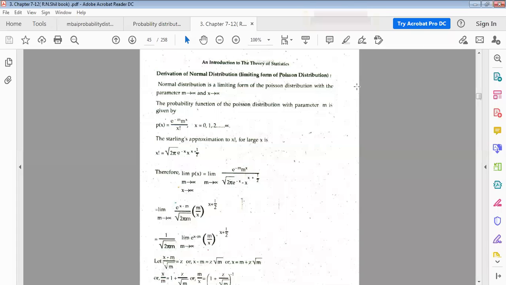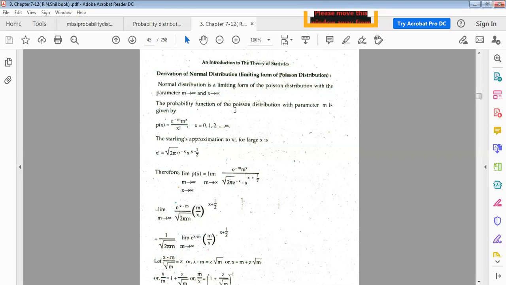Now we will try to derive the normal distribution from the limiting form of the Poisson distribution. The normal distribution is a limiting form of the Poisson distribution with the parameters m tending to infinity and x tending to infinity. Here m is the mean and x is the sample. If m tends to infinity and x tends to infinity, then we can derive the normal distribution as a limiting case of the Poisson distribution.